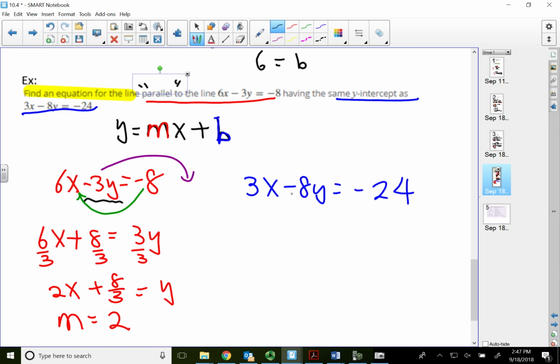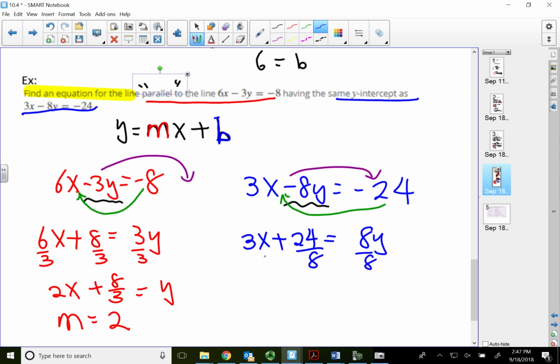Once again, I need to solve for y. My variable term is negative, so I'm going to move it over and bring the negative 24 back. Now it will say 8y equals 3x, still 3x. Negative 24 comes over and becomes positive. Now divide every term by 8. So y is equal to 3/8 x plus 3.